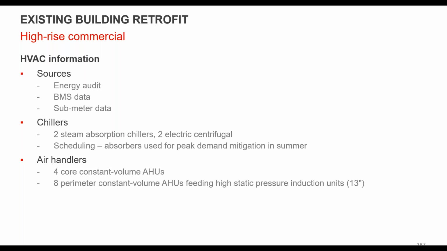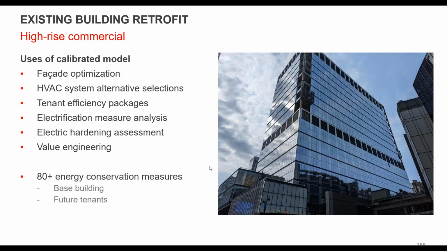And they had four big core constant air volume systems, two serving the upper, two serving the lower, and then 8 perimeter ones, also half going up, half going down. Very high static pressure, 13-inch static pressure perimeter induction units.